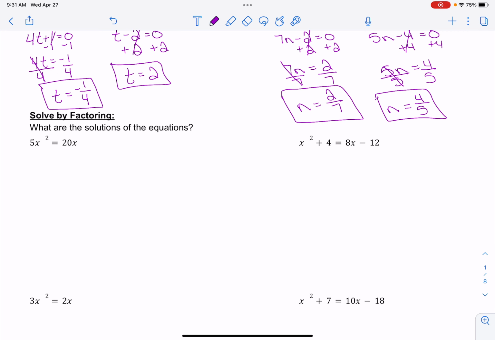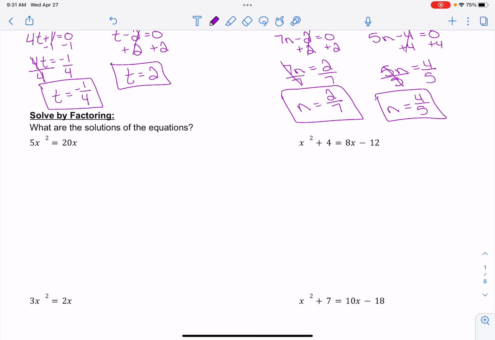Alright, so in these next few examples we have, they are not factored yet, so we have to get them into factored form. The very first step whenever we are trying to solve things by factoring is we need to have all of our numbers on the left-hand side and then 0 on the right-hand side.